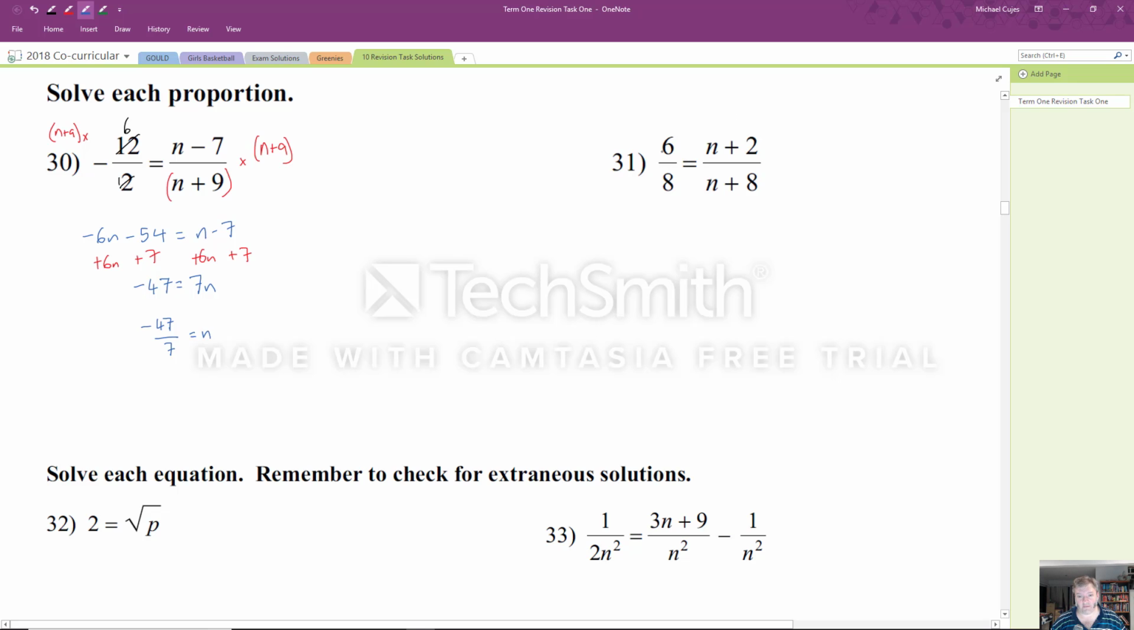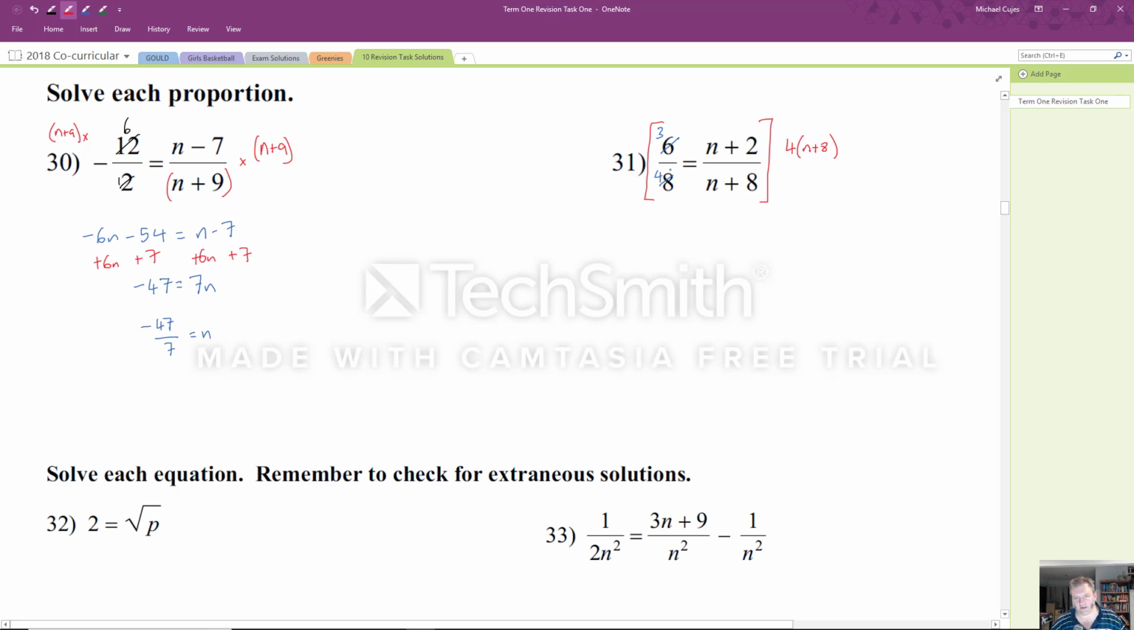Here, 6 over 8, that can be simplified again, can't it? That can be simplified to 3 divided by 4. Both even numbers, divide each side by 2. This time I want to get rid of the denominators again. Always best with these sorts of things if you can clear the denominators, and you do that by multiplying by the common denominator. Now the common denominator is 4 times n plus 8.